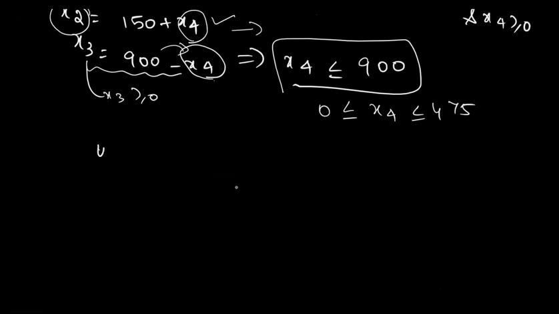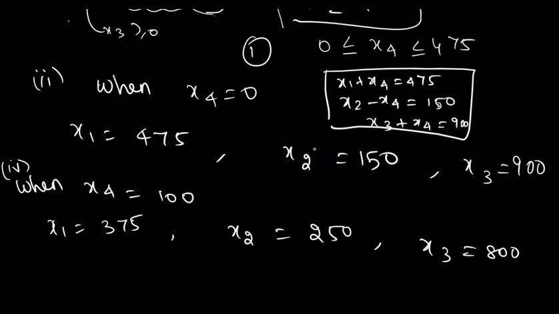And the next condition is the second question. So we are done with subdivision 1. When x4 is 0, we substitute x4 as 0 in the above equations, and we will get x1, x2 and x3. I have written all the equations for our convenience. When x4 becomes 0, x1 plus 0 is 475, so x1 is 475. Similarly, x2 minus 0 is 150, so x2 is 150. And the last equation, x3 plus 0 is equal to 900, so x3 is equal to 900.